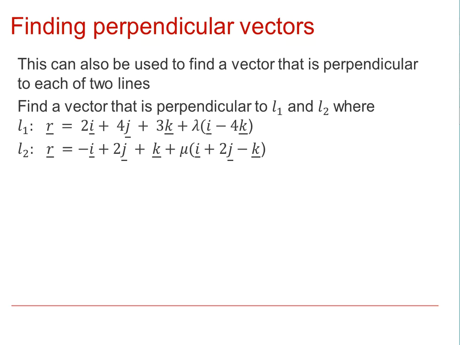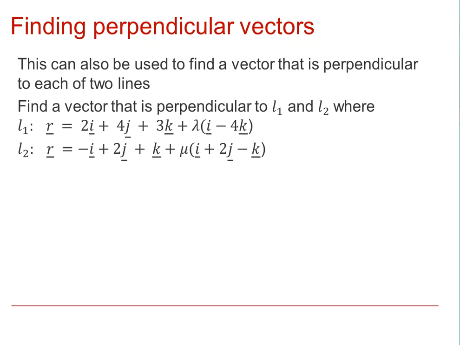This result can also be used to find a vector that is perpendicular to each of two lines. Here is an example where we are asked to find a vector that is perpendicular to L1 and L2, where L1 is given by the vector equation r = 2i + 4j + 3k + λ(i - 4k), and L2 is given by the vector equation r = -i + 2j + k + μ(i + 2j - k).